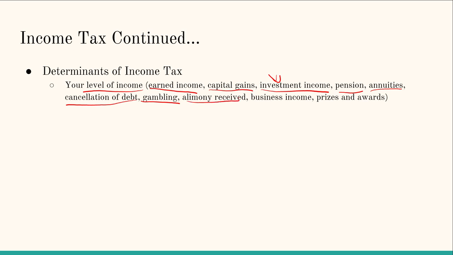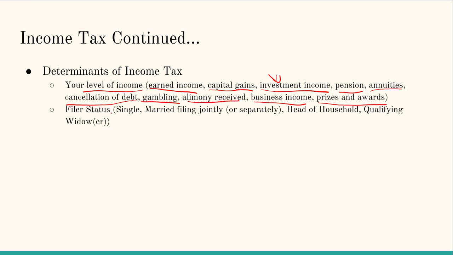Alimony. If you're divorced and you're receiving alimony from your ex partner, you have to pay tax on that. Business income, prizes and awards. So if you're on Jeopardy and you won $50,000, you're gonna pay tax on that.